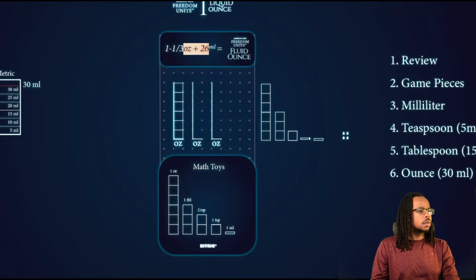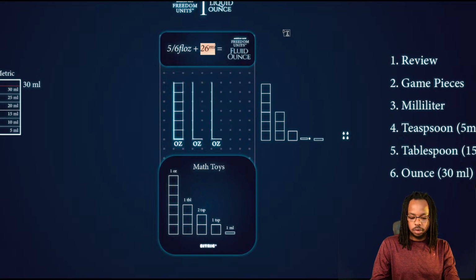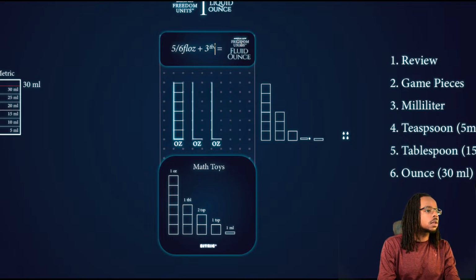Oh, remember it's 5/6 fluid ounce. Got it. 5/6 fluid ounce. And it was plus 3 tablespoons, but we could really keep 26 milliliters for something different if you want. No, let's go over what you were having issue with. All right. So 3 tablespoons. All right. We'll deal with this one then.